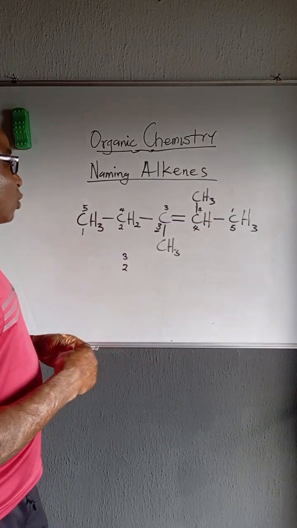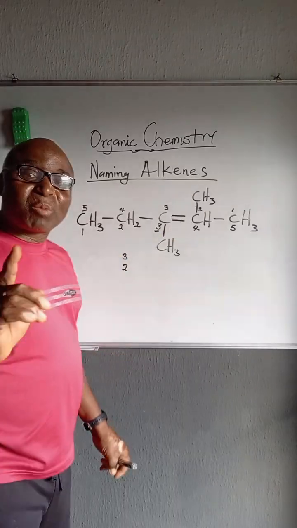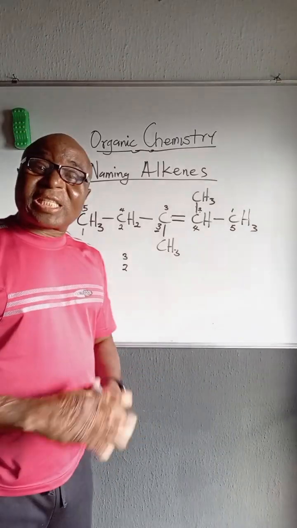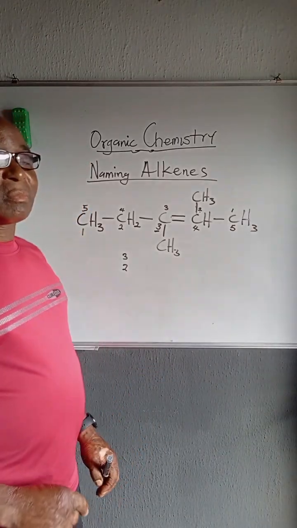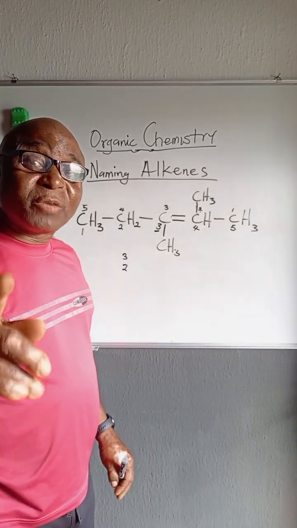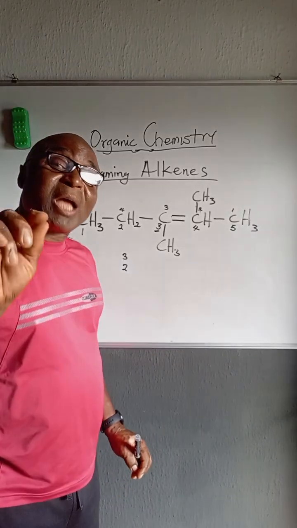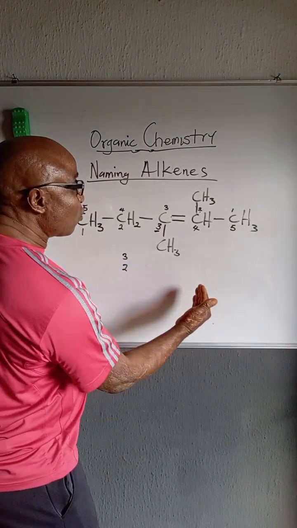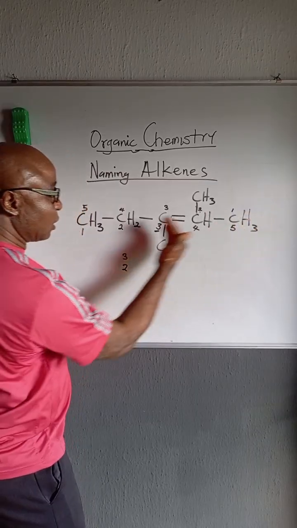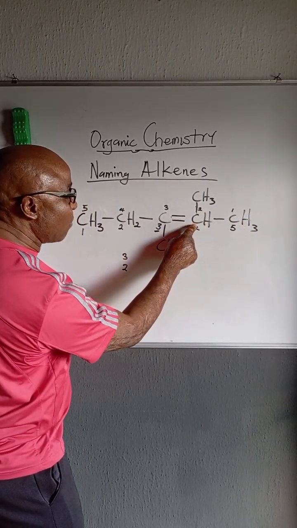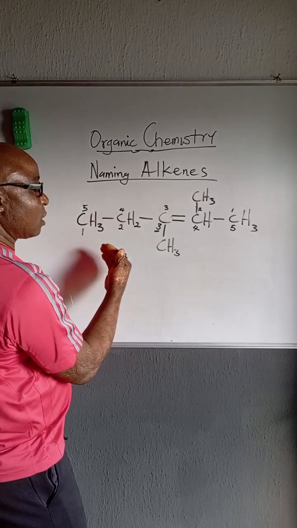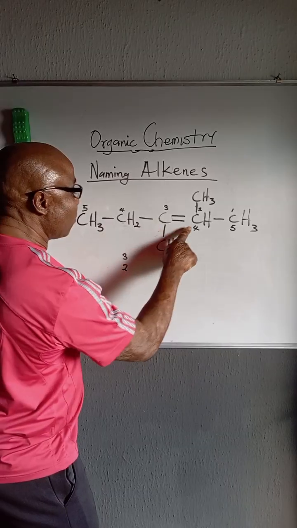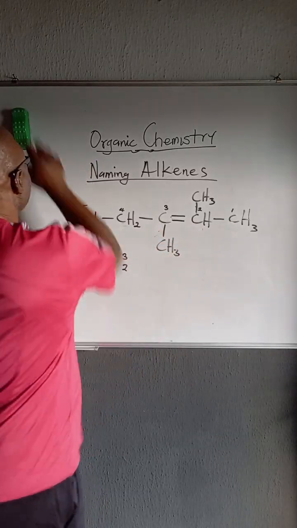You don't need to do summation again because preference must be given to the double bond. The rule says that the number bearing the first carbon of the double bond must be the smallest. 2 is smaller than 3. So the correct direction to count is this way because of 2, which is the first carbon of the double bond. So the best direction to count is this way and not this way. Let's remove this so as not to get ourselves confused.